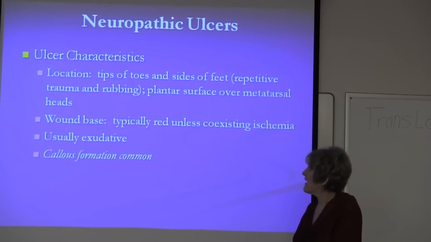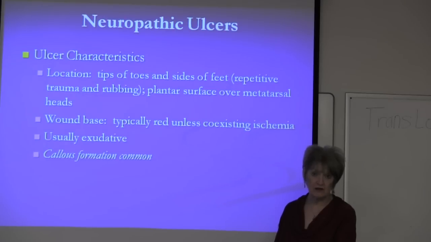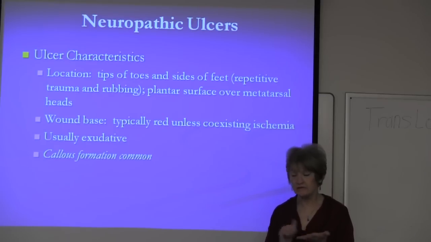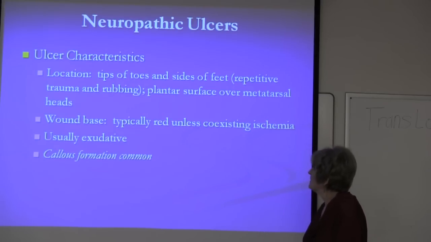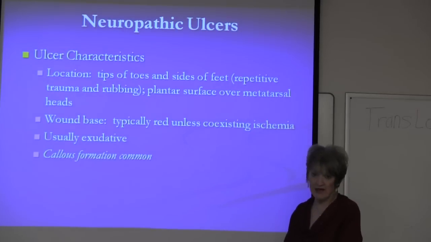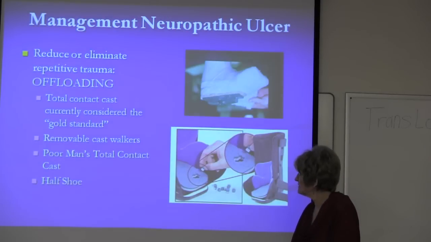Now, the characteristics of neuropathic ulcers, just to recap, where will they be located? Neuropathic ulcers are always on the foot. They're not between the ankle and the knee. They're on the foot. And they're always in areas where there's contact between the foot and the shoe, unless it's caused by direct penetrating trauma. And even then, that's the plantar surface. The wound base is usually red unless they have coexisting ischemia. They're usually wet. And over the metatarsal heads, very common to see associated callus.